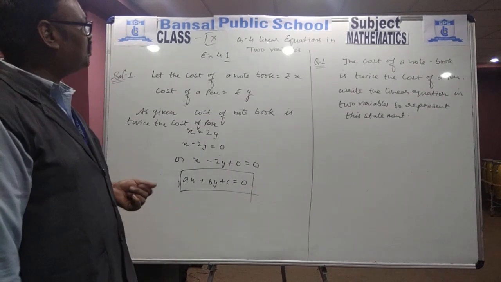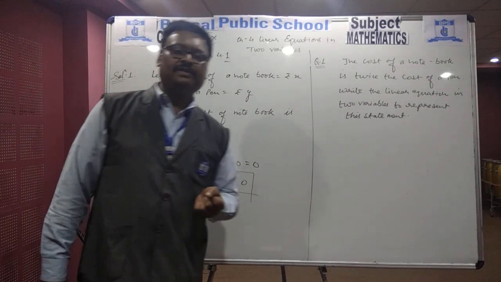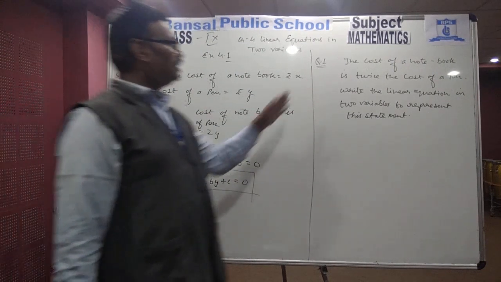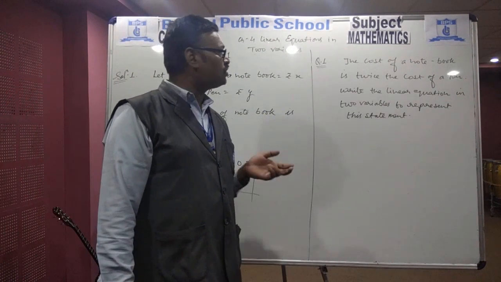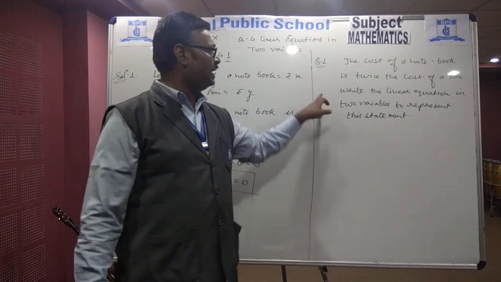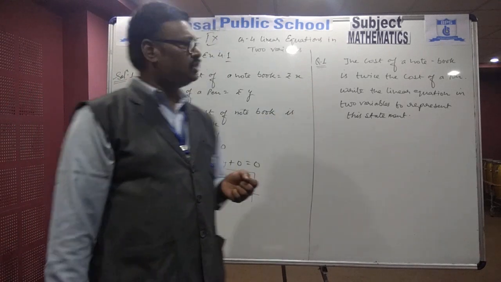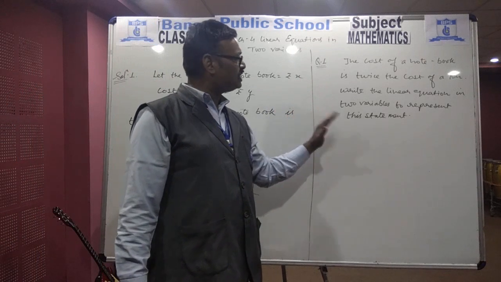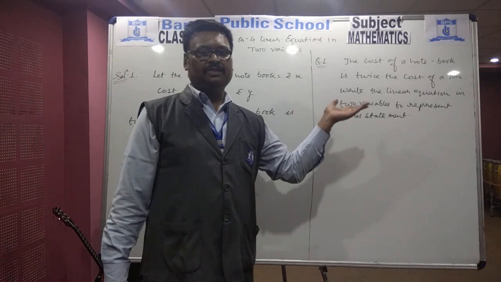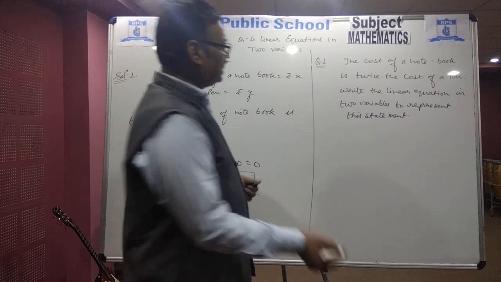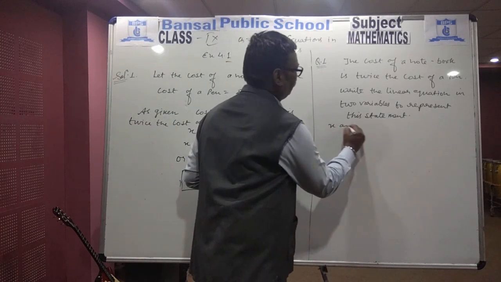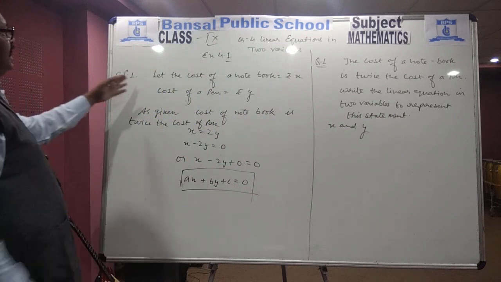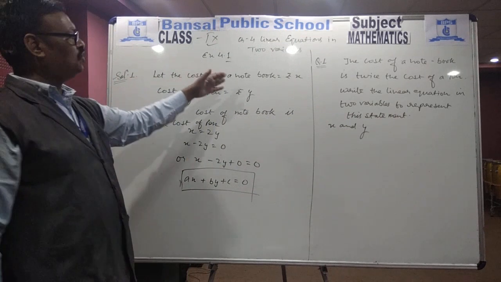Now we are in a position to start exercise 4.1. Question number 1 in your exercise is: the cost of a notebook is twice the cost of a pen. Now what we have to do in this question? We have to write the linear equation in two variables which represents this statement. So two variables, I am going to take x and y. Let the cost of a notebook be rupees x.